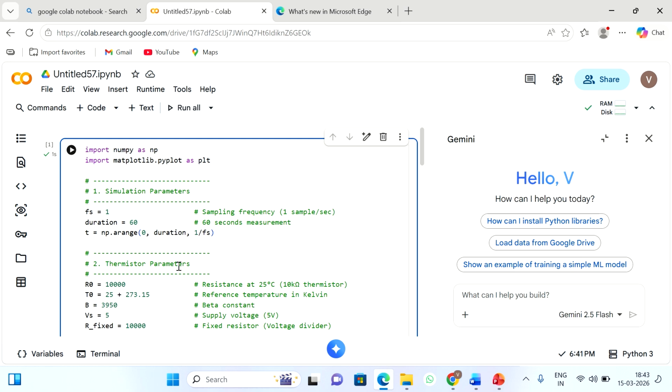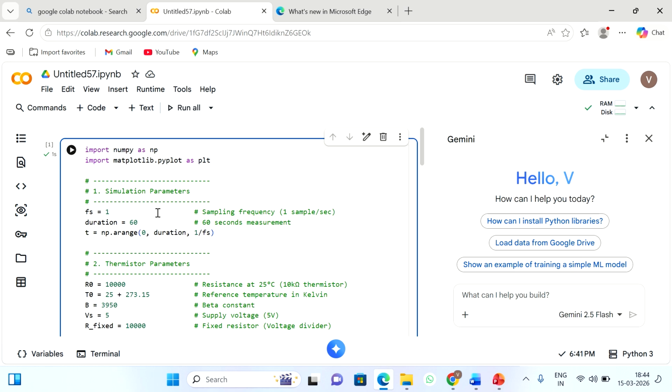Actually, what is a negative temperature coefficient thermistor? If temperature increases and resistance increases, that is a positive temperature coefficient. If temperature increases and resistance decreases, that is inversely proportional, and then it is a negative temperature coefficient thermistor. And now what is the principle? An NTC thermistor decreases resistance as temperature increases. Using the beta equation, temperature is calculated.